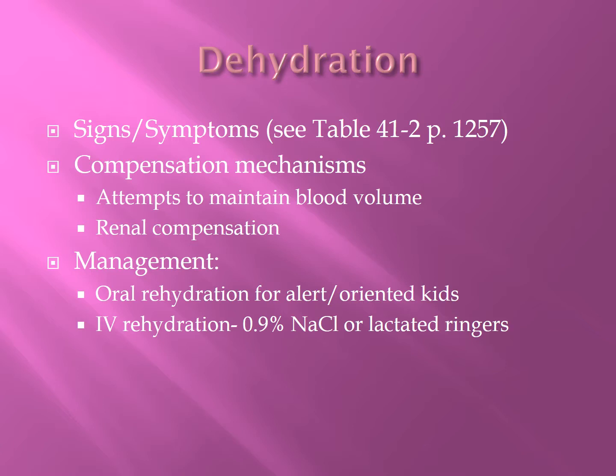IV rehydration involves an isotonic solution like normal saline or lactated Ringer's. The goal of phase 1 of IV rehydration is to expand volume quickly and to expand the circulatory and renal function. So a bolus of 20 mL per kilogram is given, and then it may be repeated, but that's sort of your standard rehydration bolus dose.